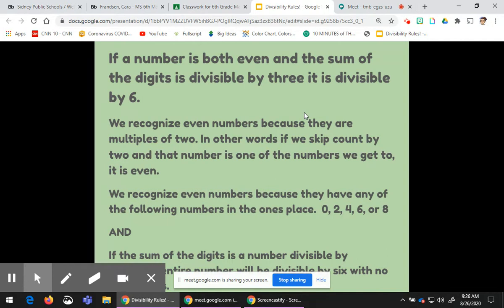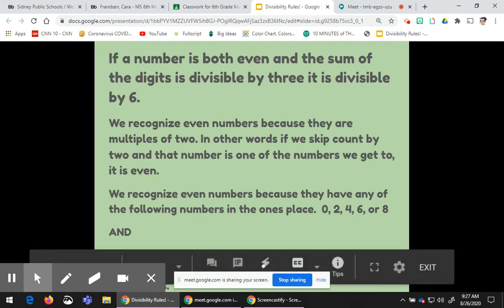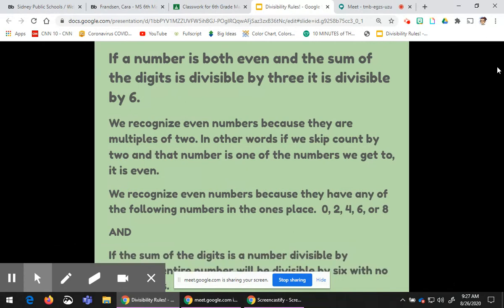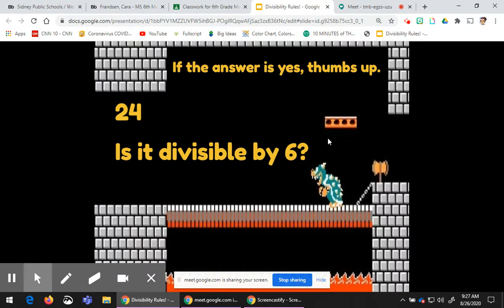We recognize even numbers because they're multiples of 2. In other words, if we skip count by 2 and that number is one of the numbers we get to, then it's even. We also recognize those even numbers because they have a 0, 2, 4, 6, or 8 in their ones place. If the sum of the digits of any number is divisible by 3 and that number is even, we know it's divisible by 6 with no remainders.